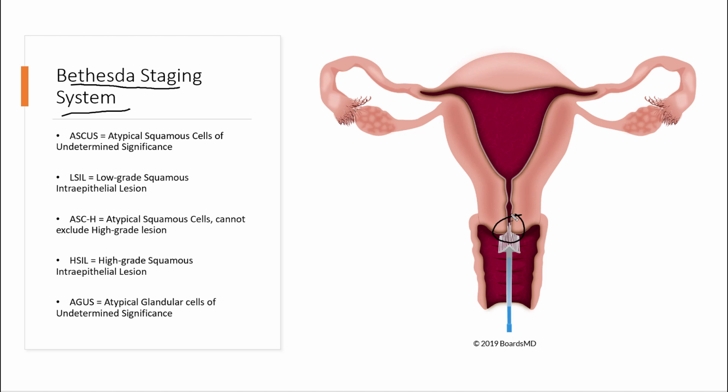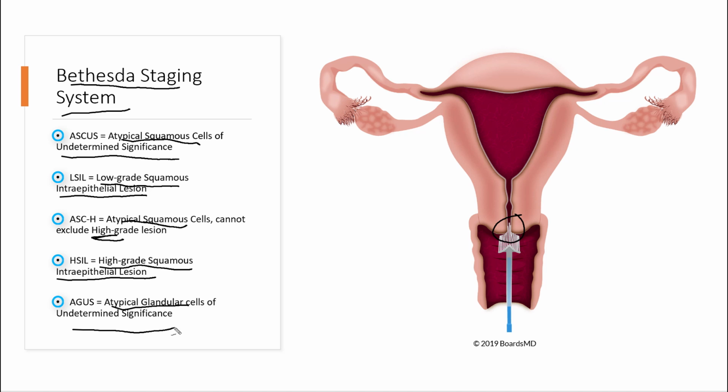Just to review some of the terminology that is involved here, we first of all have ASCUS, which refers to atypical squamous cells of undetermined significance. We then have LSIL, which refers to a low-grade squamous intraepithelial lesion. We have ASCH, which refers to atypical squamous cells, cannot exclude a high-grade lesion. One step beyond that is HSIL, which refers to a high-grade squamous intraepithelial lesion. And then we have AGUS, which refers to atypical glandular cells of undetermined significance.